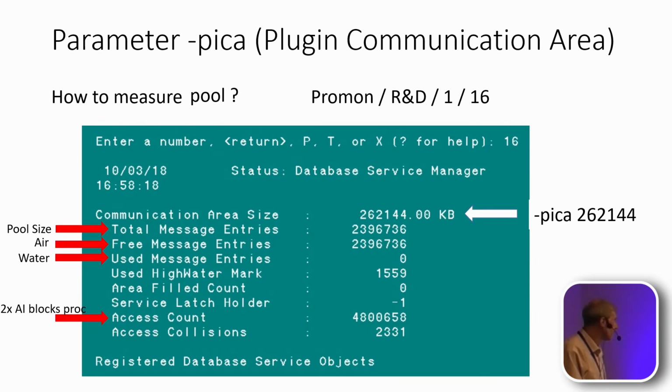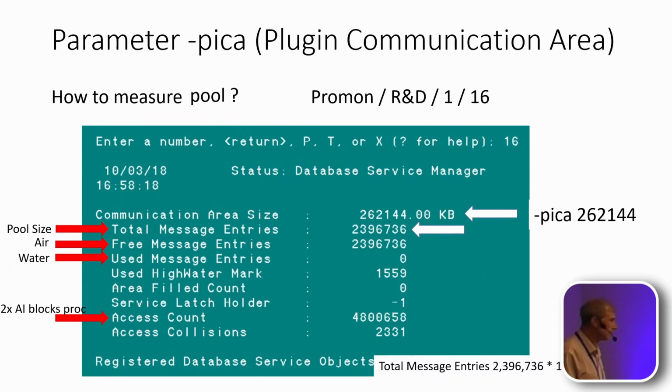And also, this is a number of blocks that were processed, but the blocks are counted twice because Progress counts them in and counts them out. So half of this value is the number of blocks that came through this pica pool. If you take the number of message entries from this value and multiply by the size, each message is 112 bytes in size, then you will receive a value which is very close to your pica. Remember, this is kilobytes. So that is 262 megabytes pretty much I use, not a lot for the pica.